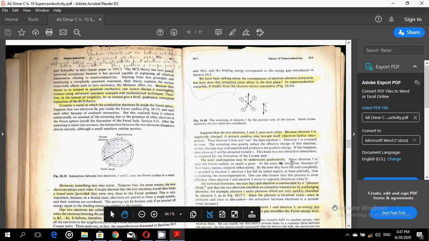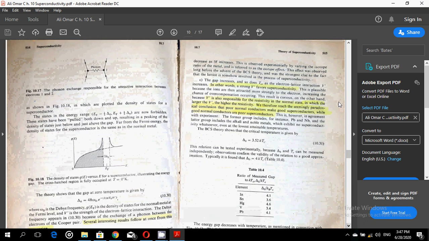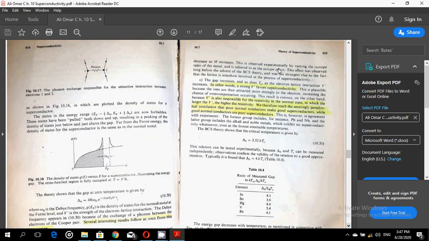Let me bring you the next page. Okay, figure 10.17 is here, which is showing this electron-phonon-electron interaction. Right. The states in the energy range and the band gap, which I just mentioned, are shown in figure 10.18.